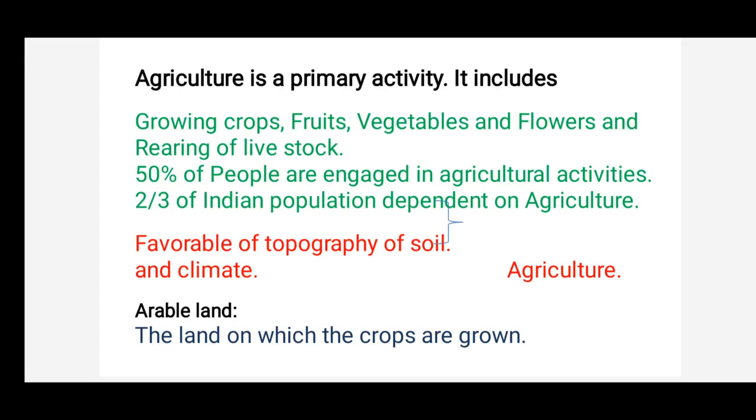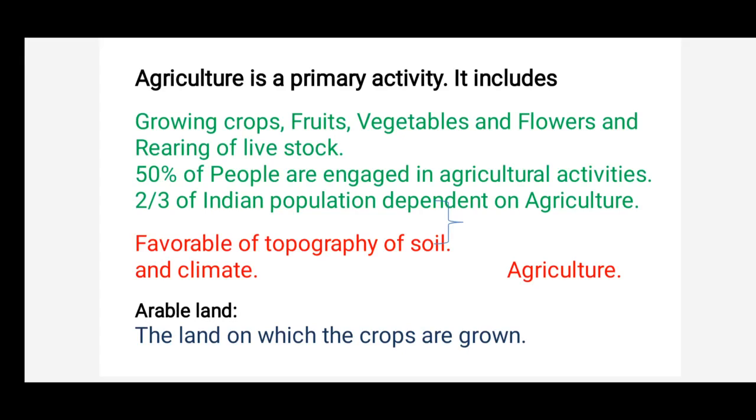Okay, so in the world, children, 50% of people are engaged in agricultural activity. In the world, how much percentage, children? 50% are engaged in agricultural activity. But in India's population, children, two-thirds, it means out of three parts, two parts of the people are engaged in agriculture, either directly or indirectly.